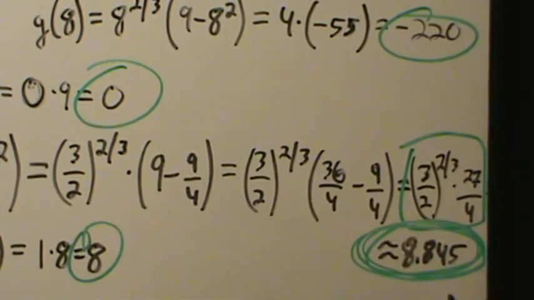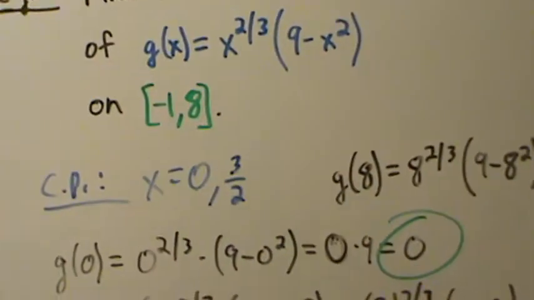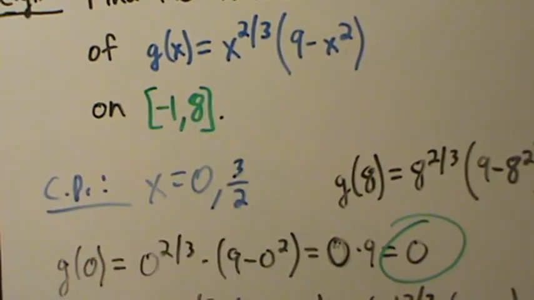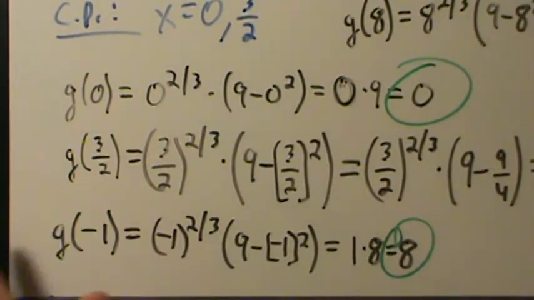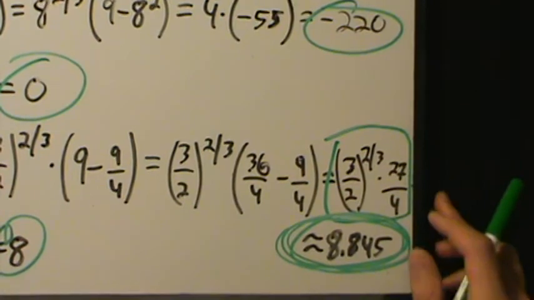So here is our absolute extreme value, and it happens when x is 3 halves. So g of 3 halves gives us this. On the interval from -1 to 8, the absolute max happens at x equals 3 halves, and it is this number here. Let's go ahead and write that down just to be thorough.